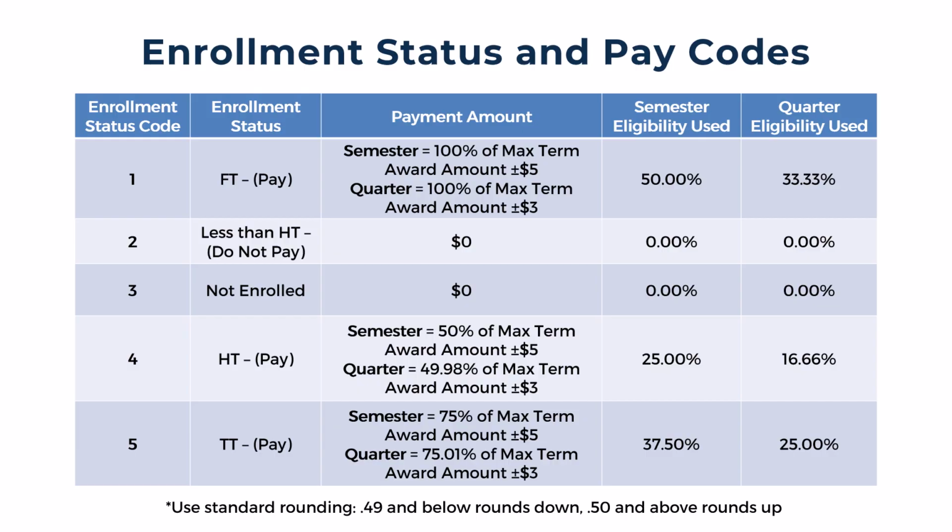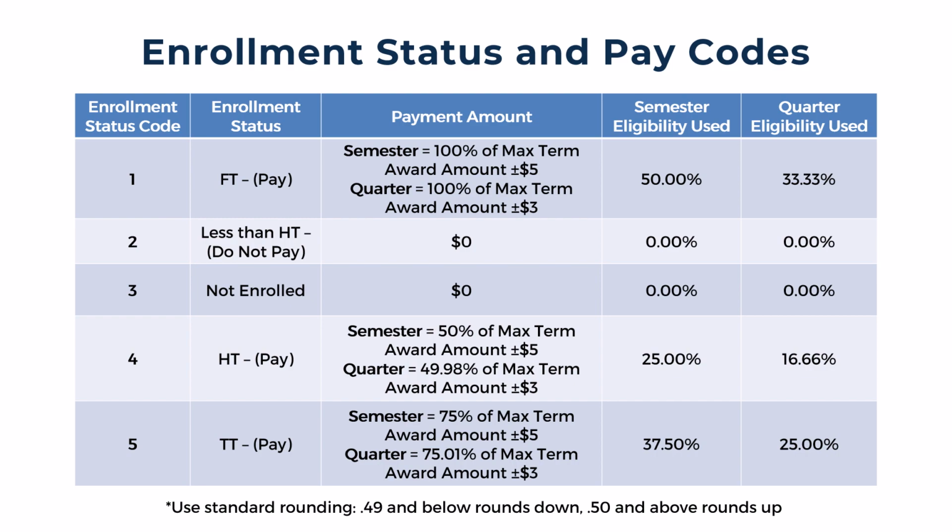An enrollment status code of 4 indicates the student was enrolled half-time. At a semester school, a half-time award is the equivalent of 50% of the max term award amount within the allowable variance. At a quarter school, a half-time award amount is calculated as 49.98% of the max term award amount, again within the allowable variance.